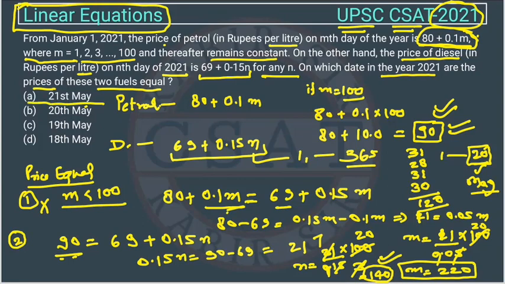So the answer will be option B. So this is the answer, right? See, this question just has 3 or 4 calculations more than the other questions, but this is a good question. If you understand how we are doing it, you can solve it easily in the exam, right?